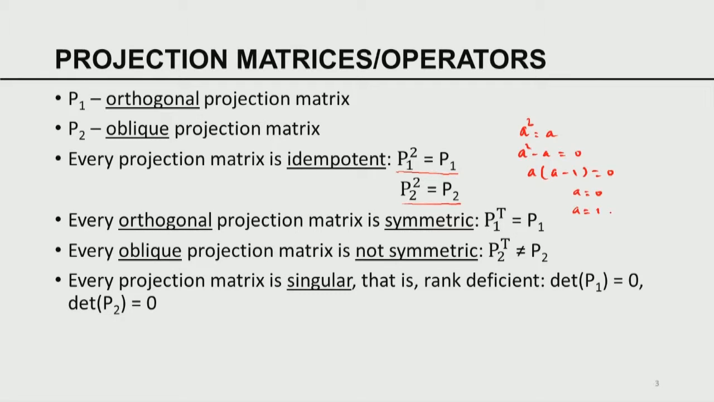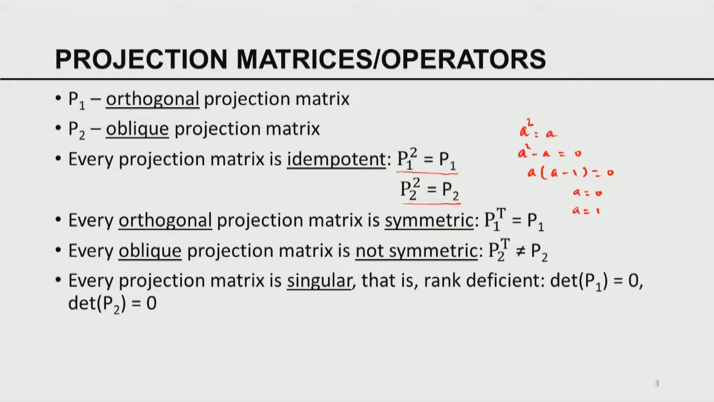But in the case of matrices, P1 square is equal to P1 can be solved, and the solution we saw is given by the matrix in the previous slide. Likewise, P2 square is equal to P2 can be solved. One of the solutions for that is the matrix P2 given in the previous slide. What is the difference between P1 and P2? P1 is symmetric, but P2 is not symmetric.